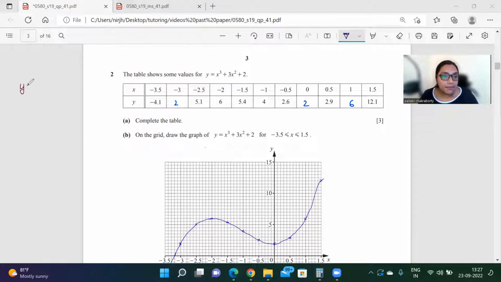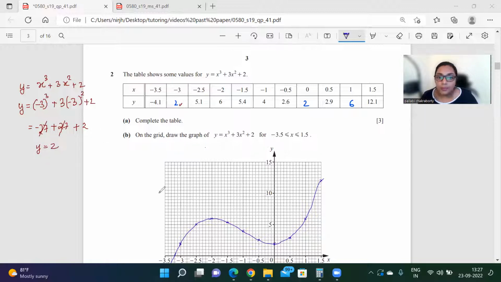So y is given as x³ + 3x² + 2, and we have to find the value of y over here. So x is minus 3. What will be the value of y when x is minus 3? You plug in (−3)³ + 3 × (−3)² + 2. This becomes minus 27. Minus 3 squared will be plus 9, so this becomes plus 27. And there is a 2 here. So this gets cancelled, and y is equal to 2.